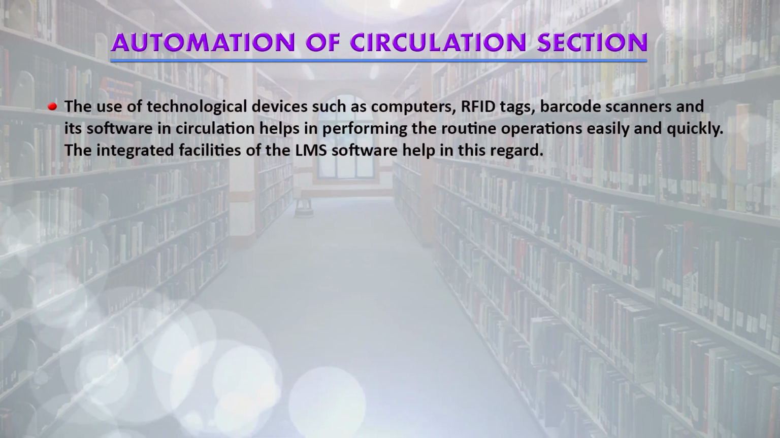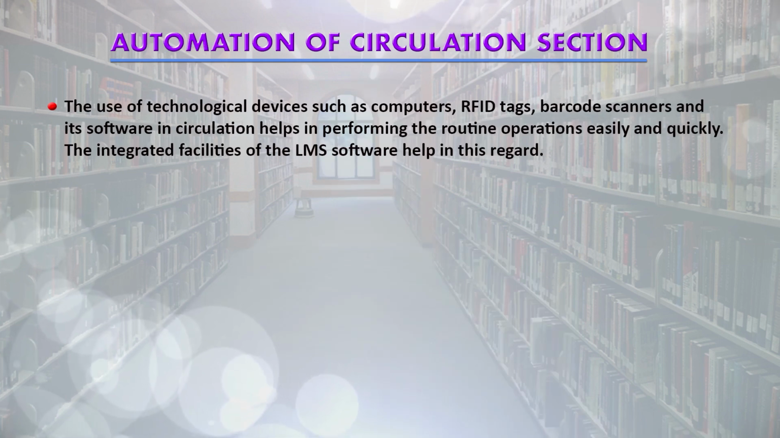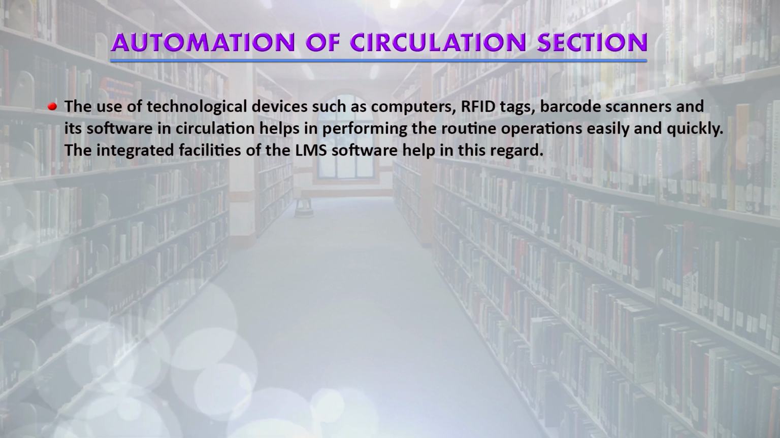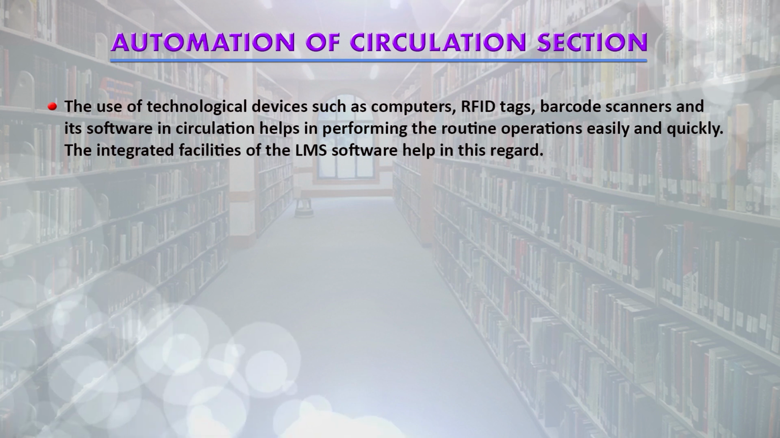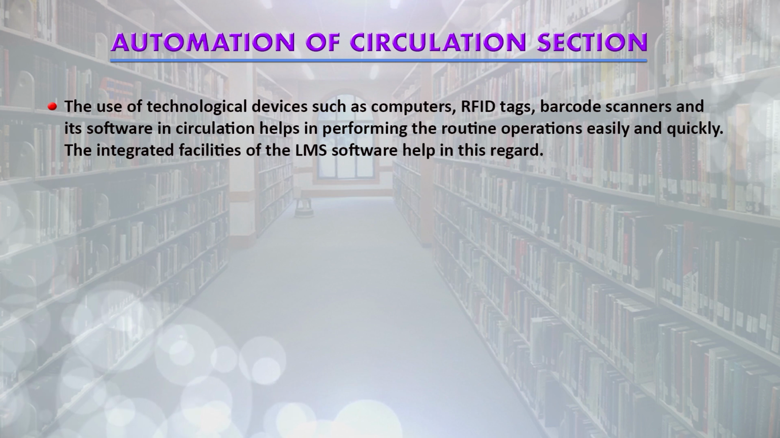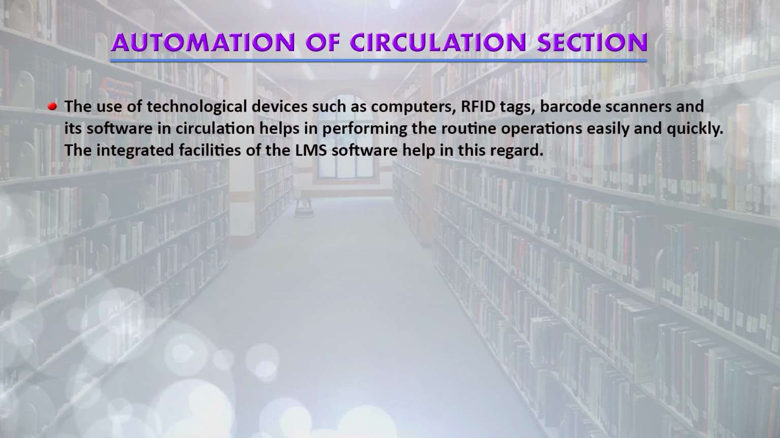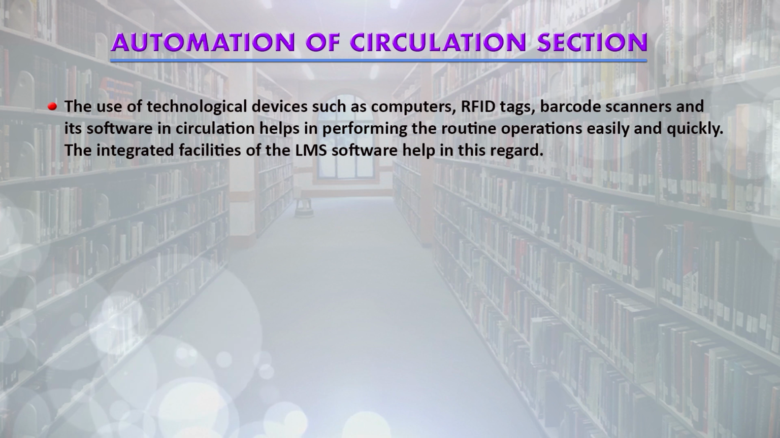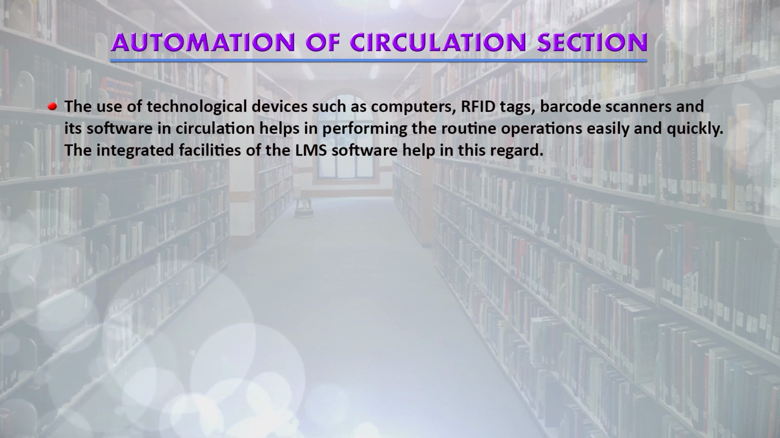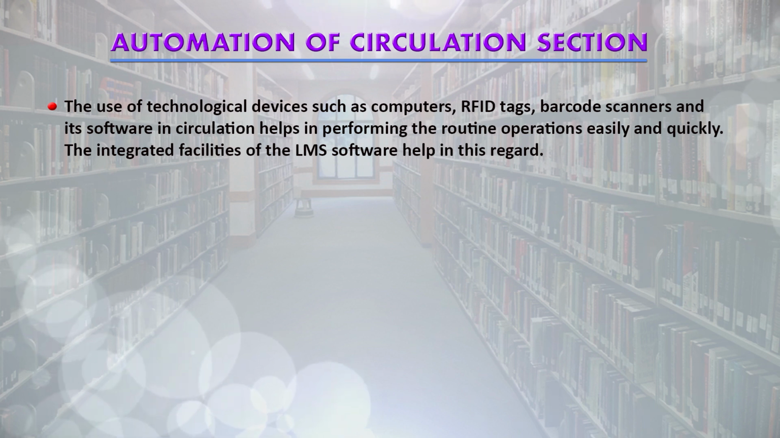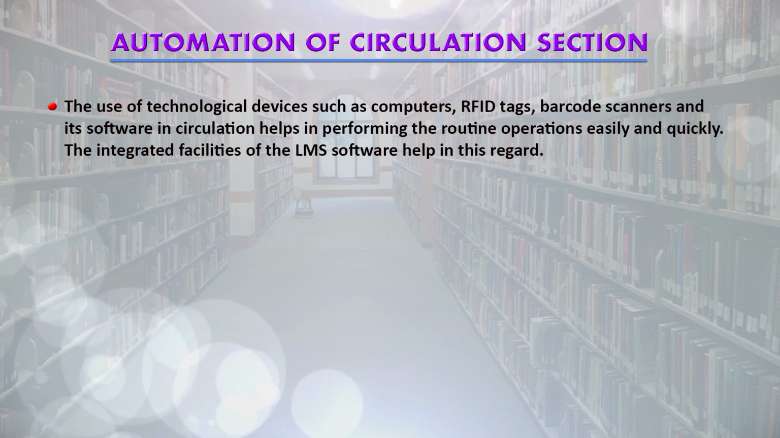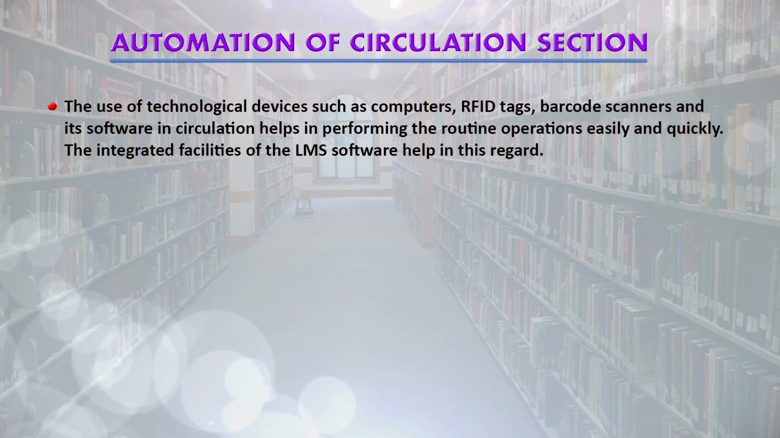Then automation of circulation section. As other sections of the library, circulation section is also being automated. The use of technological devices such as computers, RFID tags, barcode scanners and its software in circulation helps in performing the routine operations easily and quickly. The integrated facilities of the LMS software. LMS means library management softwares like Koha, Soul, NewGenLib, etc.